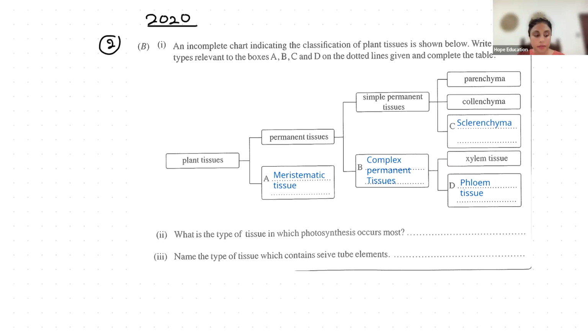And have you all heard of something called flashcards? Have you all heard of flashcards? No? Okay. Then that is for another day.